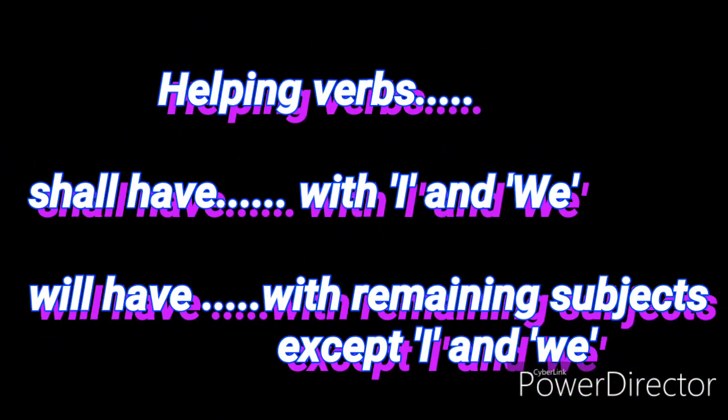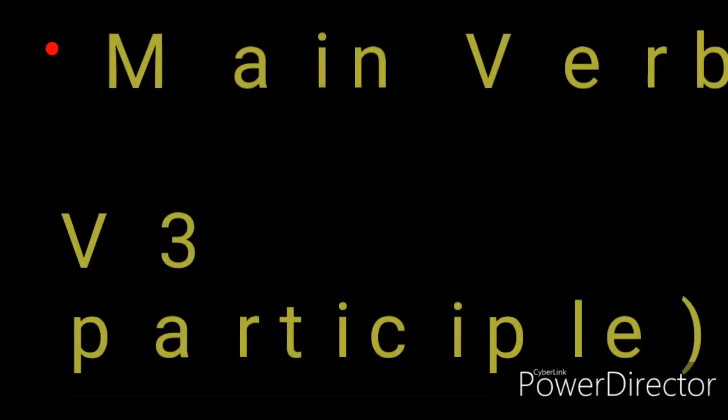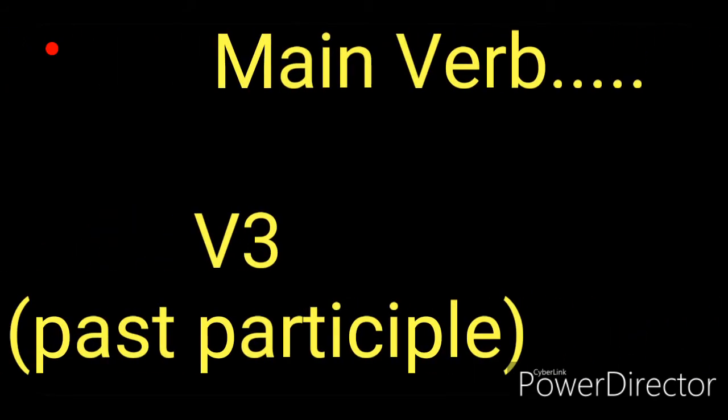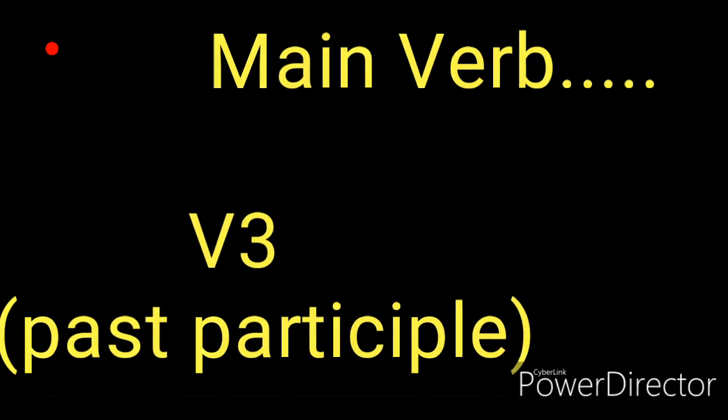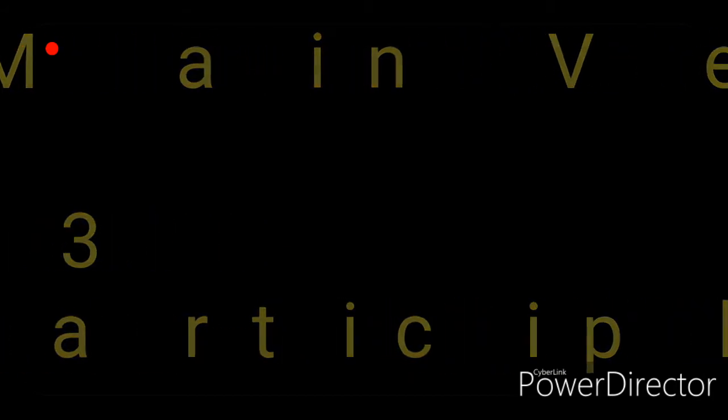Helping verbs. Shall have is used with I and we, and will have is used with remaining subjects except I and we. So if there is no I and we as subject, in that condition we use will have. In all perfect tenses we use third form of main verb, that is known as past participle.